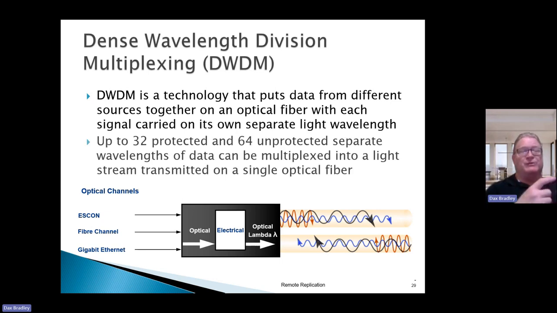It can use up to 32 protected and 64 unprotected separate wavelengths of light, which can be multiplexed onto a light stream and transmitted on a single optical fiber. That's how they're able to get so many services on one fiber filament. Now, fiber is smaller than a pencil, and it has a glass filament inside it, very easy to break, but the trade-off is that all the separate wavelengths can be operated at the same time. As long as they're not synchronized together, there's no ingress or egress.